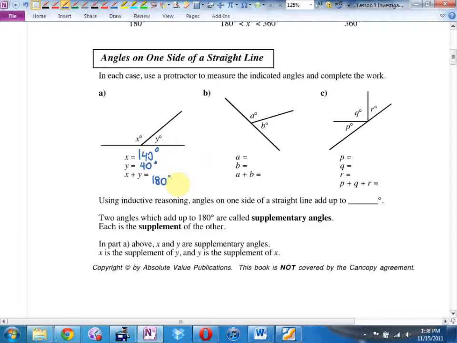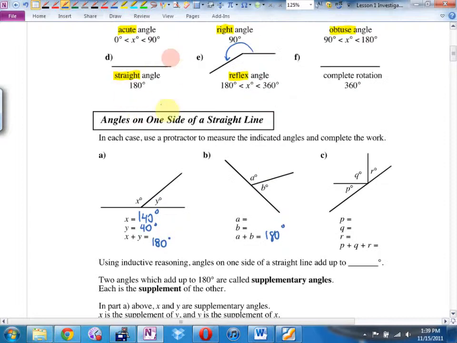Without measuring angle A and angle B, can you look at them and tell me what they have to add to? Pardon me? Why? Not a good answer. I mean, you're correct. That's the inductive reasoning part, but now we also want to bring some kind of a deductive proof to it. What do they form together when you add them together? What is their base form together? I'll give you a hint. Straight angle.